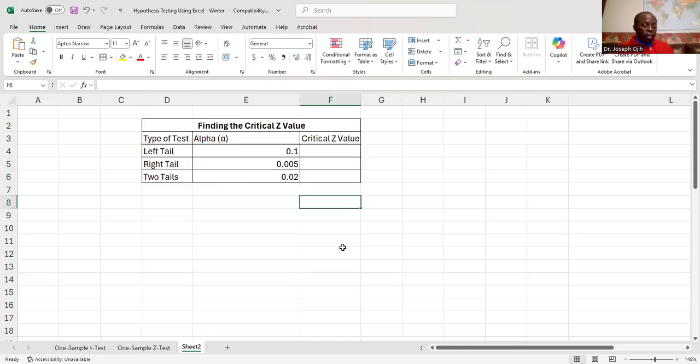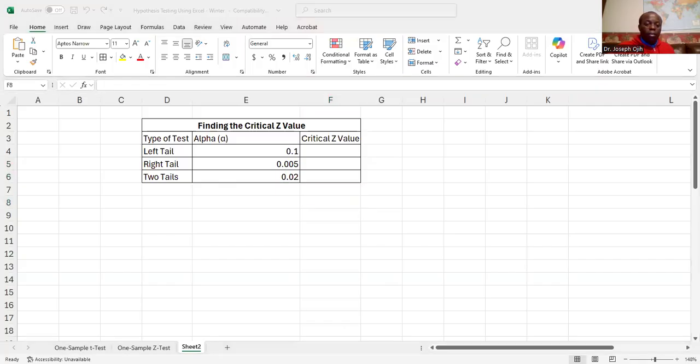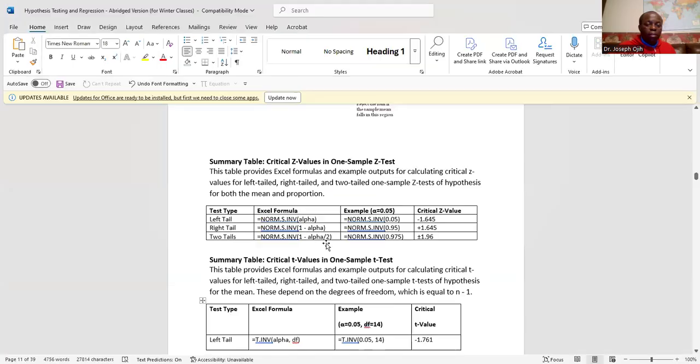As you can see from this chart that I put for you in the handout, you can see all the commands right here, all of them for the Z. Let me write some of them. I think I have it already written up right here. Let's apply some of these formulas to get these critical values.